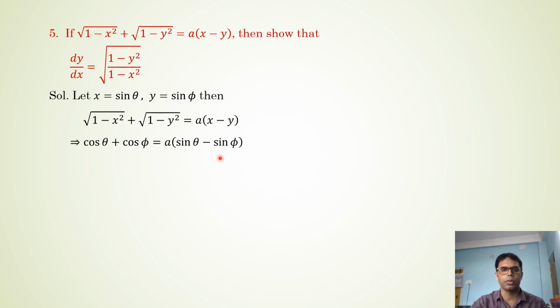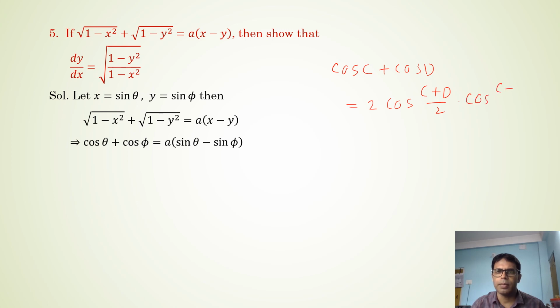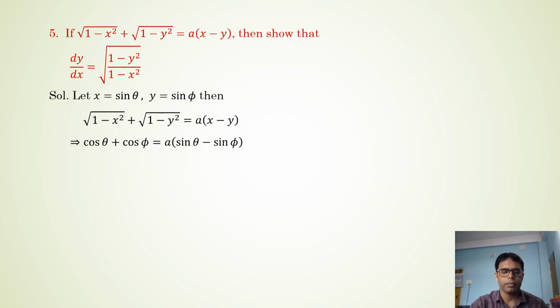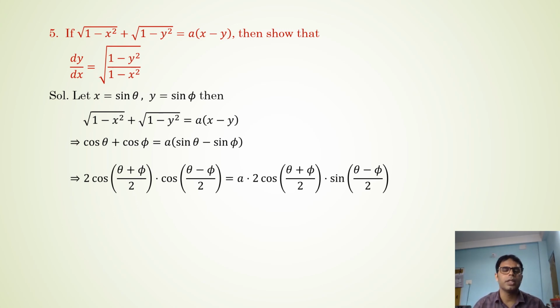If you use those two formulas here, it is done. You must remember them, but if there is confusion I will write them again. The formula for cos c plus cos d is equal to 2 times cos of c plus d by 2 into cos of c minus d by 2. And for sin c minus sin d, it is 2 times cos of c plus d by 2 into sin of c minus d by 2. We applied these two formulas: the minus one on the right hand side and the plus one on the left hand side. Here c and d are phi and theta only.